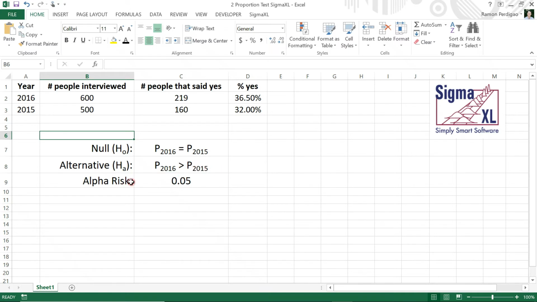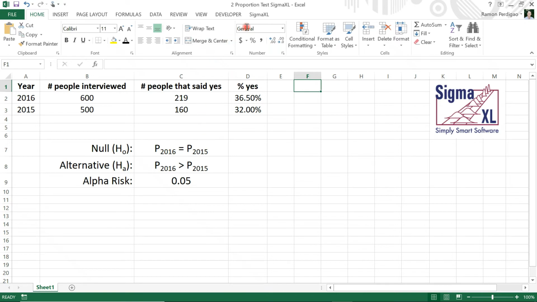And I'm going to set the alpha risk at 0.05 or 5%, which is a normal, reasonable, acceptable alpha risk for this type of analysis. So it's important that we set this up prior to the test that we're going to run. And that's what I did here. Let's get to the test then.